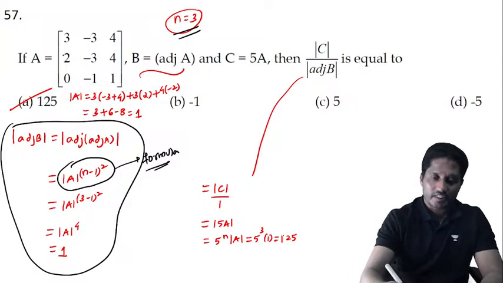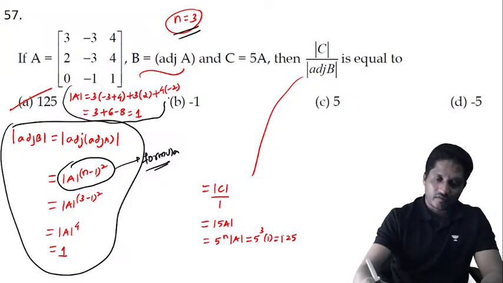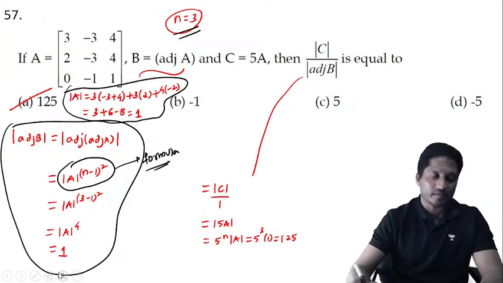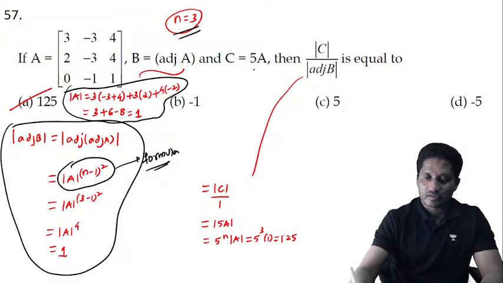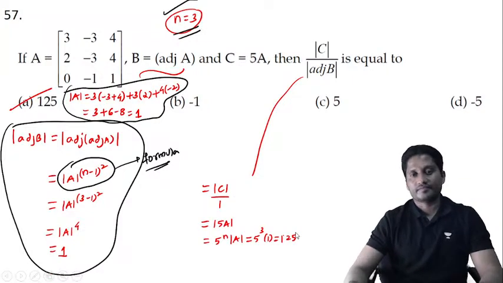Determinant A power 4. You expand this determinant. Just now I found out the value. It will be 1. If you substitute, you get 1. And C value is 5A. If you take 5 outside the determinant, it is 5 power n. N stands for order. N is 3, right? Now you substitute, you get 125 only.